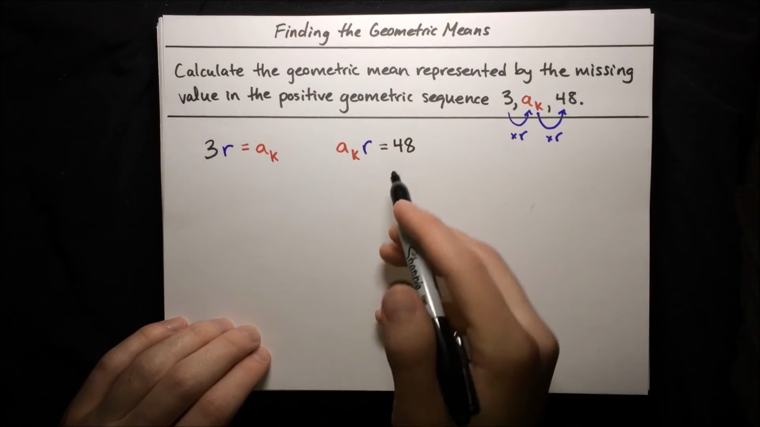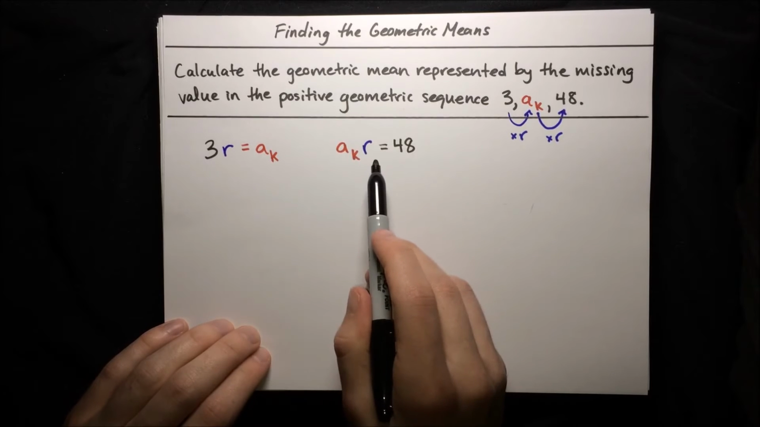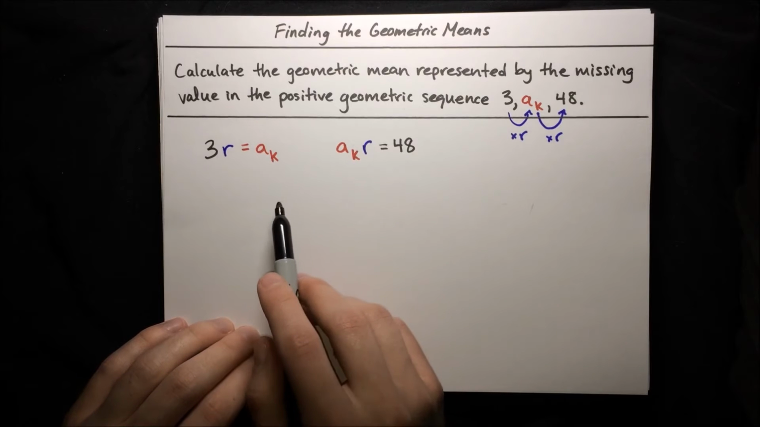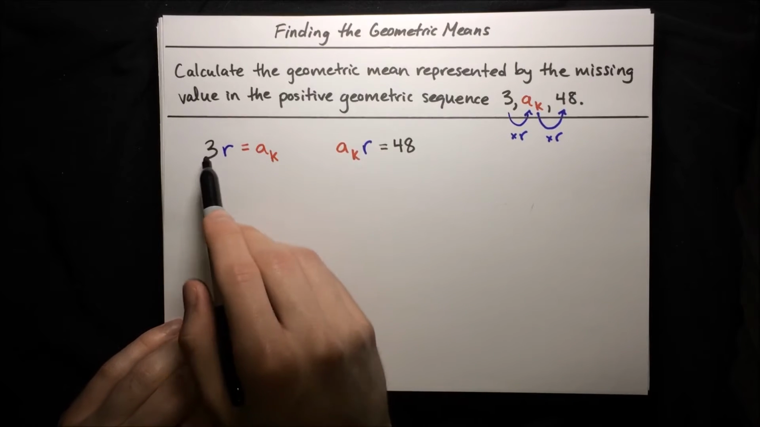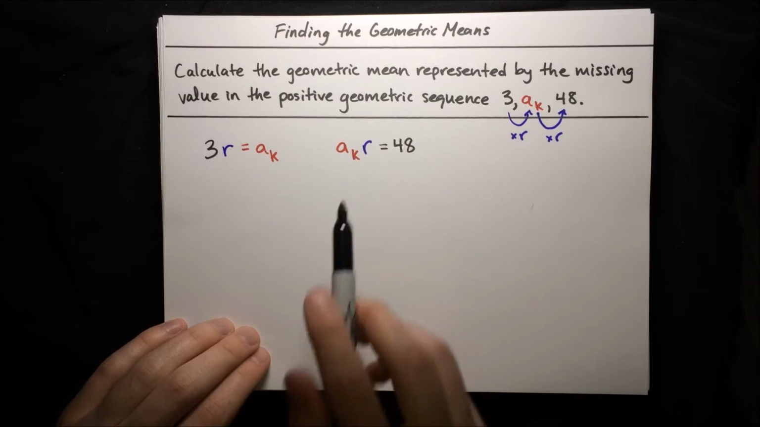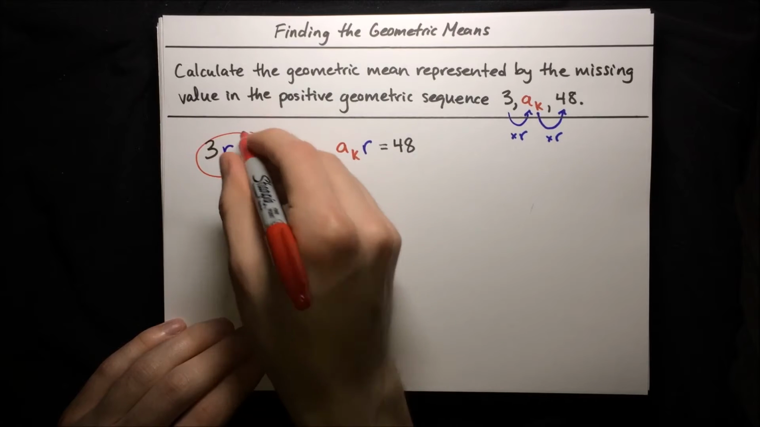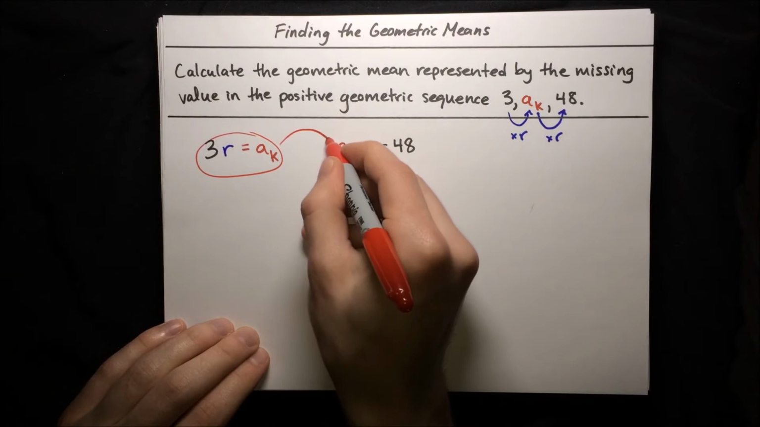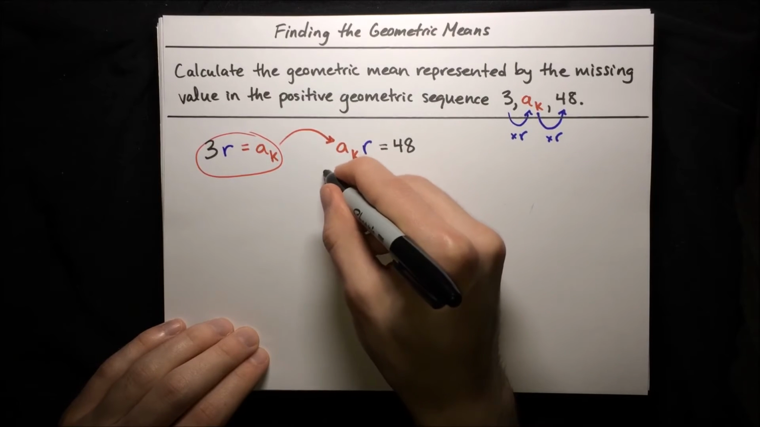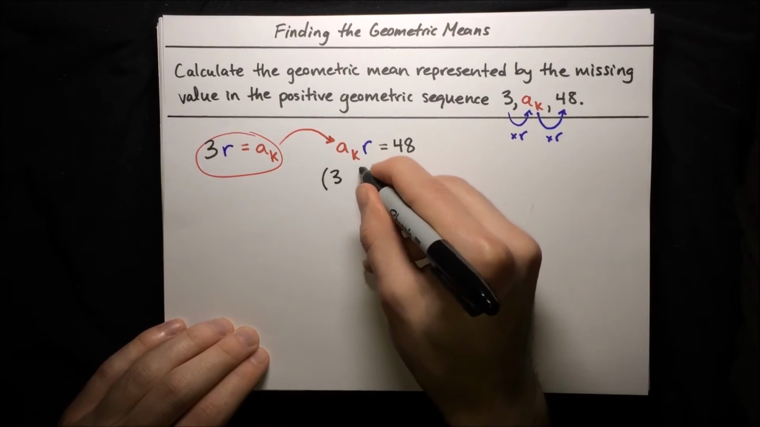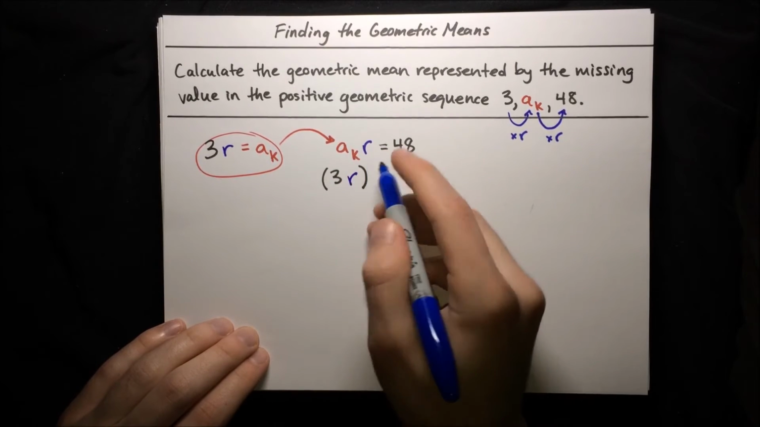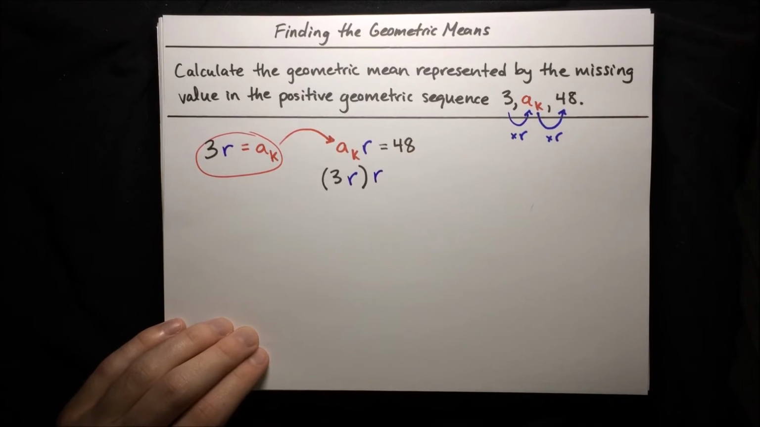All right, so is there any way that we can solve these equations for r? We've got two variables, two equations, so we should be able to do this. And indeed we can. We have ak is 3r according to this equation, and we can just substitute that into this equation here. We know what ak is, so we'll substitute that in for ak. So ak is just 3r, we'll put an r inside of those parentheses also, 3r, and then times r is equal to 48.